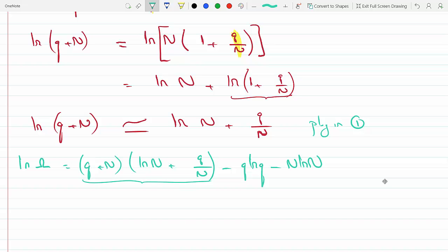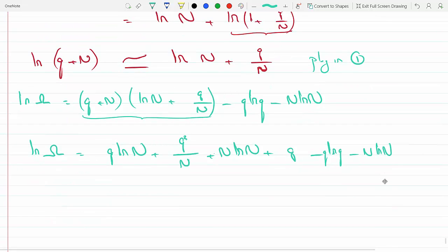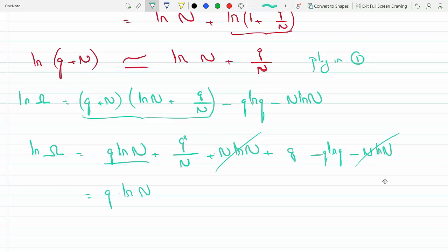Okay, let's FOIL these two here. So we get q ln n plus q squared over n plus n ln n plus q. And then the last two terms, okay, let's see if there's something we can simplify here. These can go away. And we are left with q ln n. So I can factor out q from these two here, ln n minus ln q, plus q squared over n plus q.